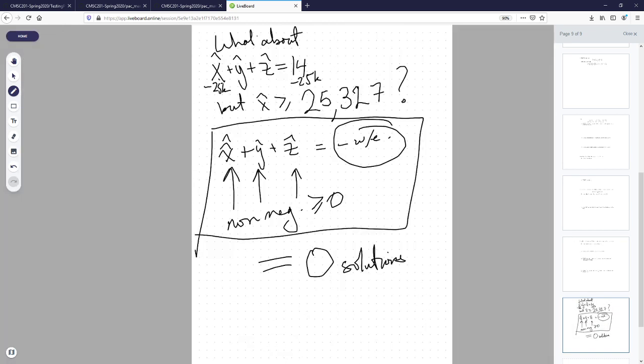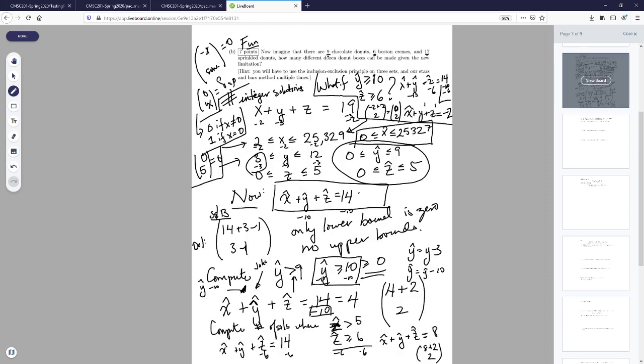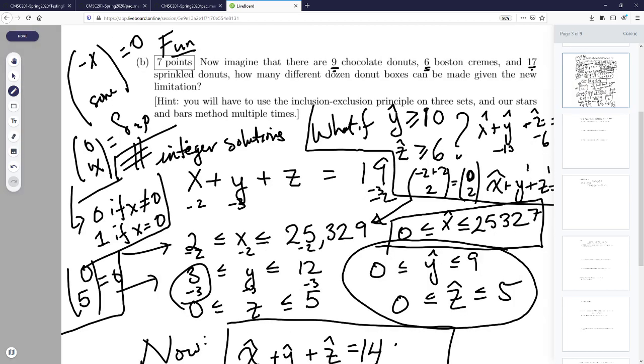Incidentally, 25,000 is a joke, but do you even need to consider 17? So 9, you've got to look at. 6, you've got to look at. 17, on the other hand: how many donuts can you put in a box? If the store has 17 sprinkled donuts, 17 donuts is essentially equal to infinity for you, because you can't tell the difference.